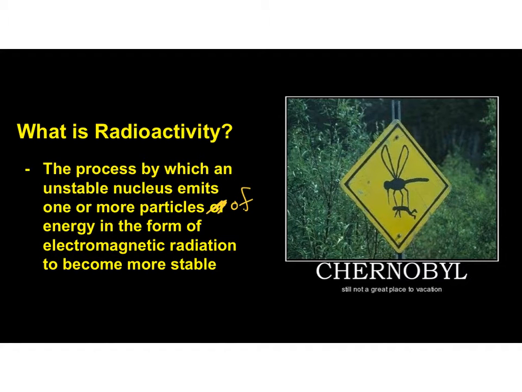So what we have is a nucleus usually is going to be unstable either because of the number of protons to neutrons in the nucleus or because the nucleus is really, really large. So the larger the nucleus, the more unstable it tends to be. And every nucleus wants to be stable, so it's going to decay until it is able to be stable.